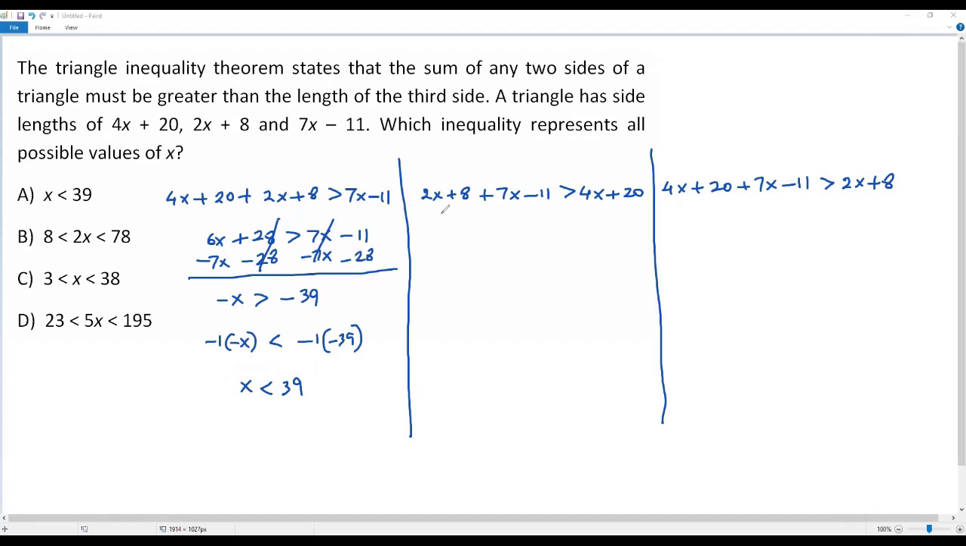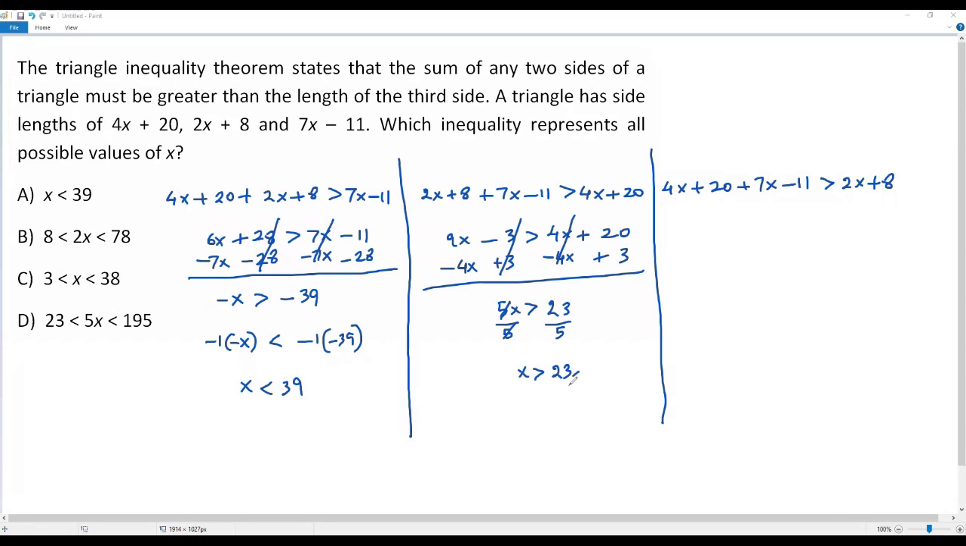Now let's do some simplification in the second one. We can combine the like terms on the left side. When I combine 2x and 7x, I am getting 9x. And when I combine 8 and -11, I am getting -3 greater than 4x + 20. Now let me subtract 4x from both sides of the inequality and add 3 to both sides. Now the -3 and +3 cancel, and +4x and -4x cancel out. When I simplify, I am getting 5x. On the right side, I am getting 23. Now let me divide both sides of this inequality by 5. Then the 5 will cancel out. I am getting x greater than 23 over 5.